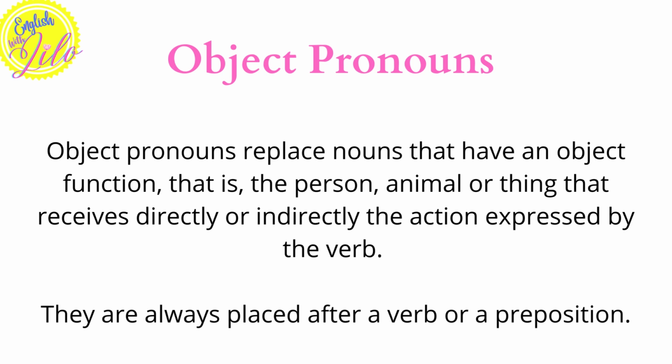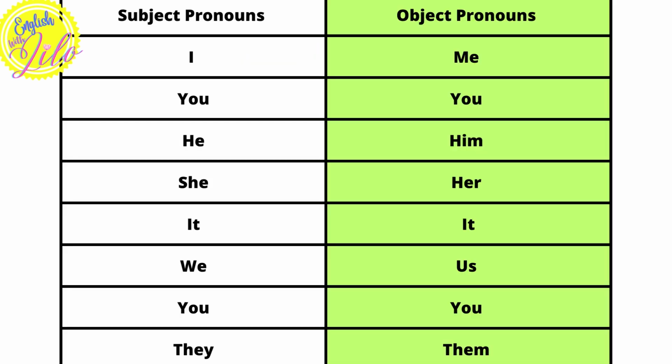Object pronouns replace nouns that have an object function, that is, the person, animal or thing that receives directly or indirectly the action expressed by the verb. They are always placed after a verb or preposition. Me, you, him, her, it, us, you, them.